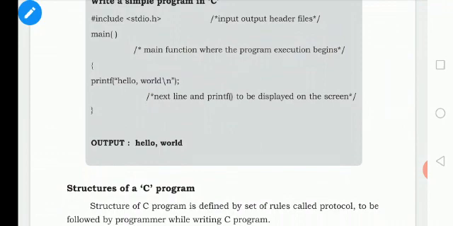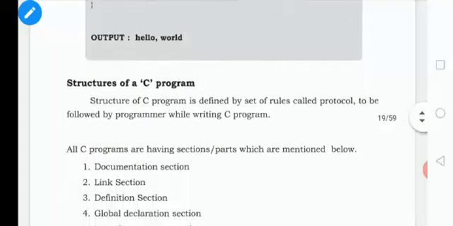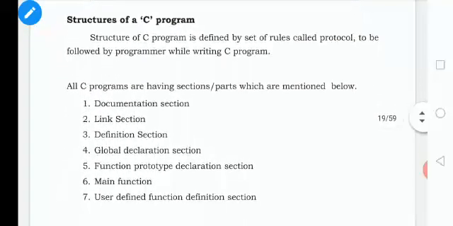Next class I will teach you how to write a C program. Okay dear, so be ready for that. Then we have seen the structure of a C program. So what are the sections involved in a C program? How many sections have we seen?